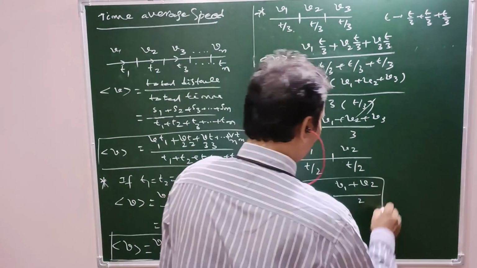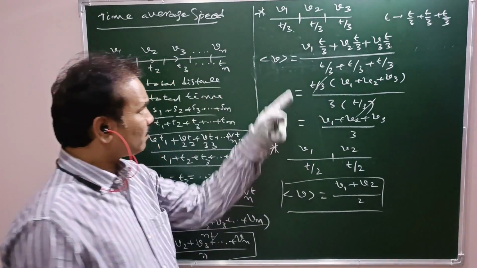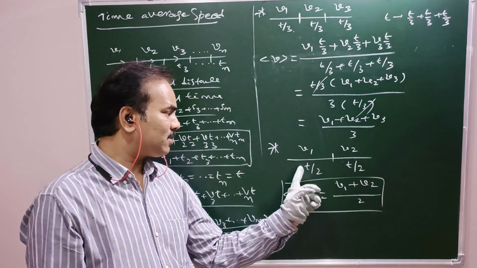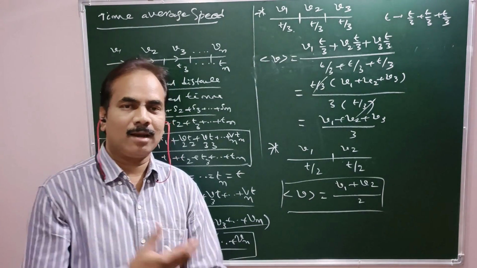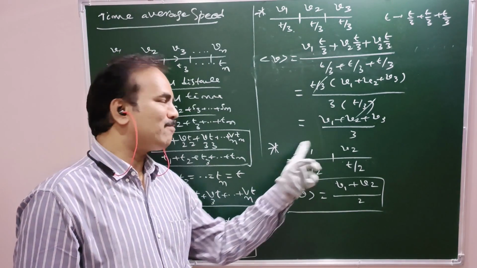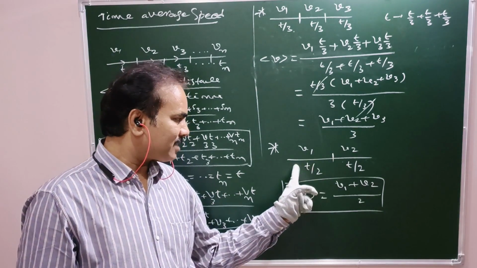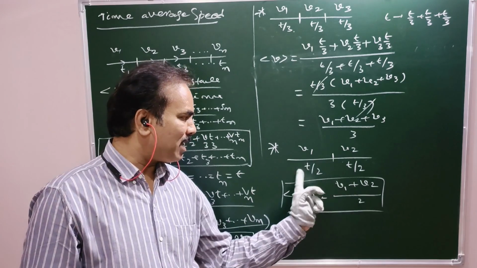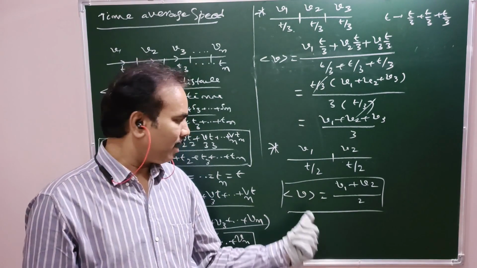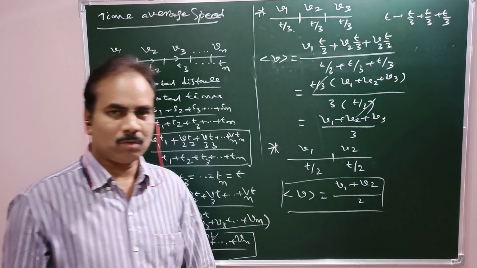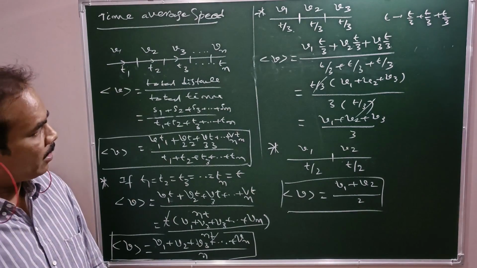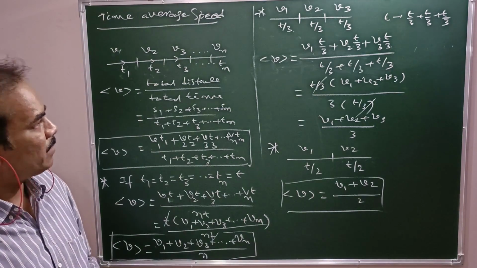So this is what time average speed is in case of 2 successive equal time intervals. If a particle covers with different speeds, otherwise same speeds, whatever it is, in 2 successive equal time intervals, then we can have the arithmetic mean for the average speed, that is (V1 + V2) / 2. Am I right? Okay. So this is what time average speed is.